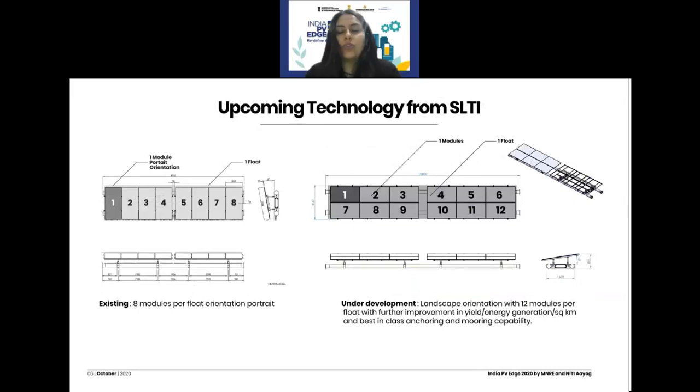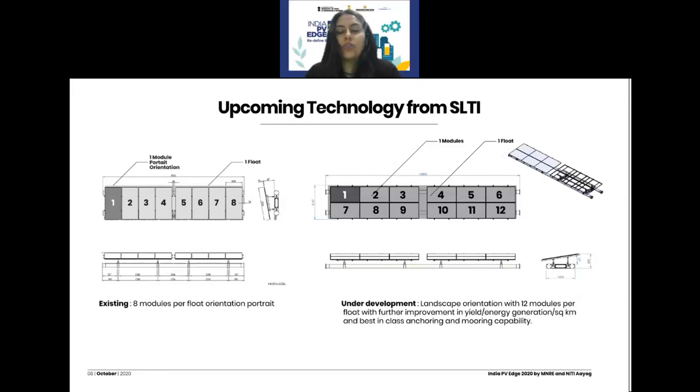So what's next with SLTI? We are focused on innovating in this market. We want to be market leaders, and we are going to showcase that with the new technology that we bring. Already, through this presentation, we've shown you that there is no competition for us when it comes to, A, reliability, second, energy generation, and then the entire value of owning the project, when it comes to the safety aspects also. When we come to the newer technologies which are in development and in deployment in Taiwan, there's a much higher sense of cost saving that we can bring to the customer. Basically, today there are about 8 modules per float, oriented in portrait mode.